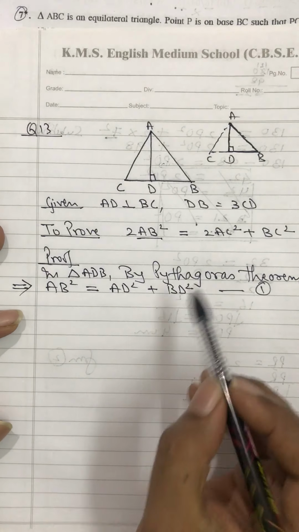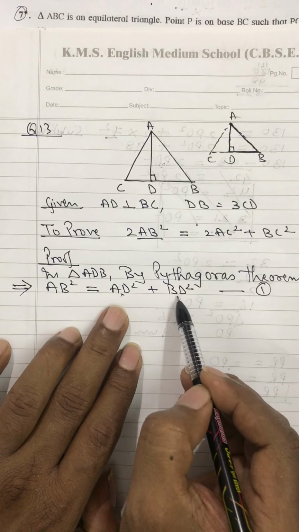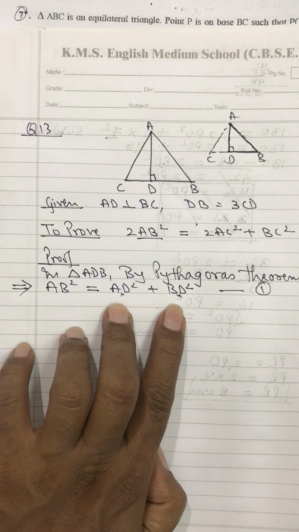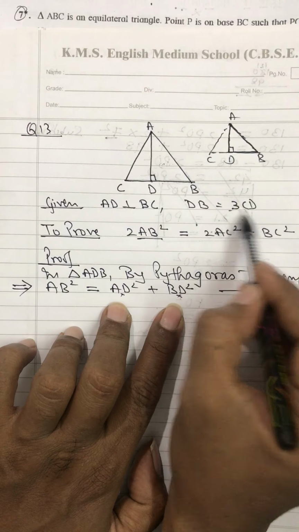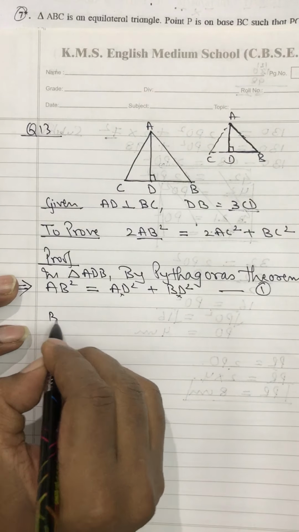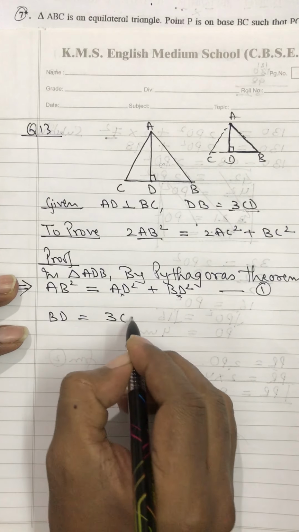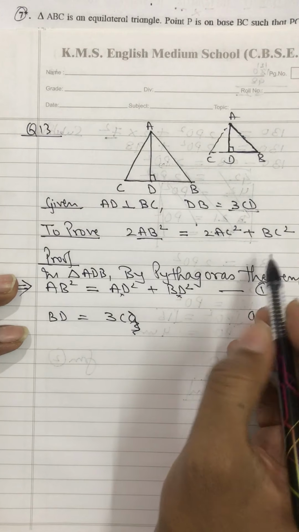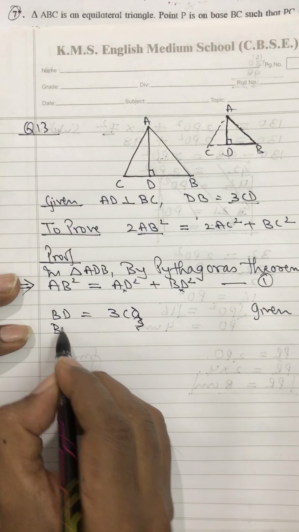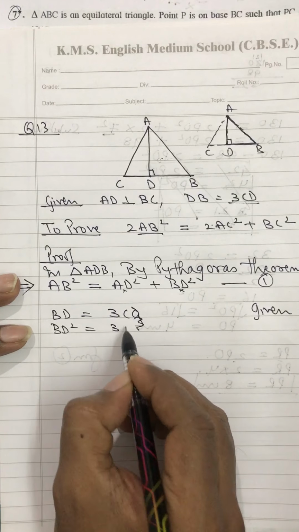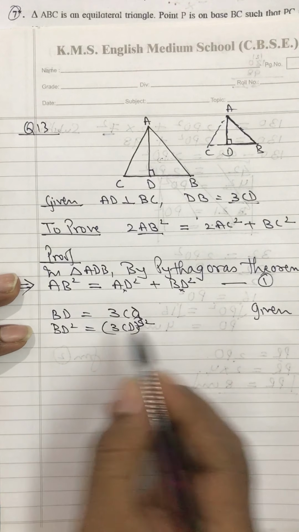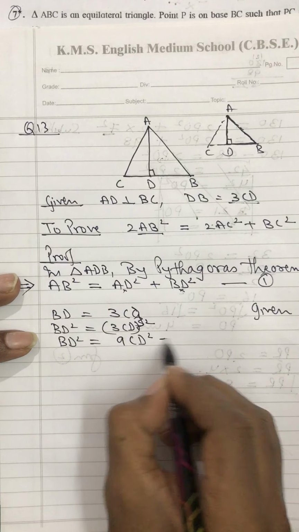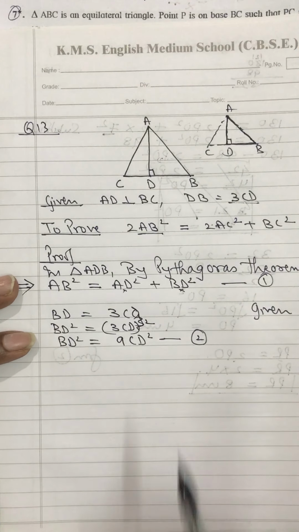Fine. So here what all things you don't require? You neither require AD square, you neither require BD square. So you have to get rid of AD also and BD also. So BD is equal to 3 CD is already given to you. So that's okay. BD is equal to 3 CD. But we require BD square. So BD square is equal to 3 CD the whole square. So that will become BD square is equal to 9 CD square. This is my second. So I've got for BD square.